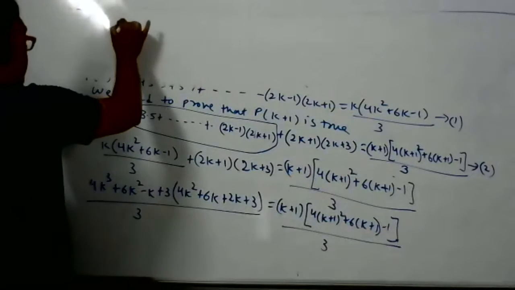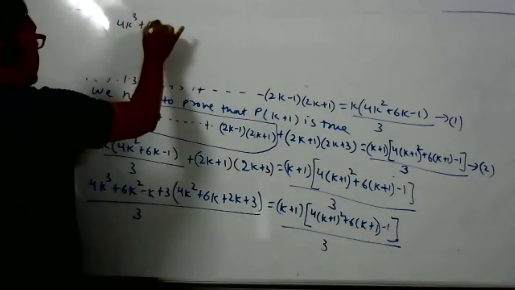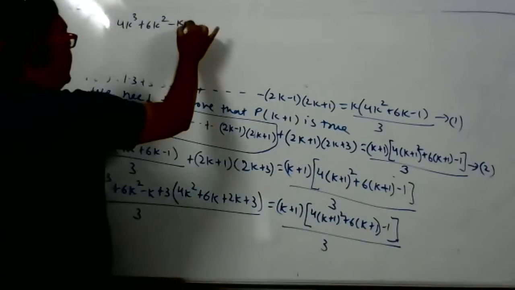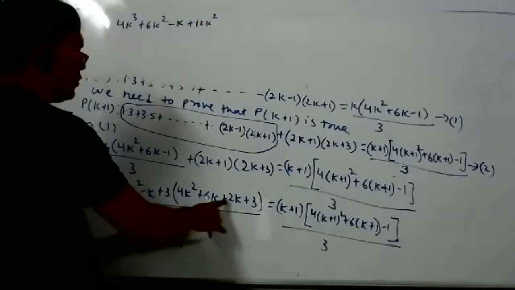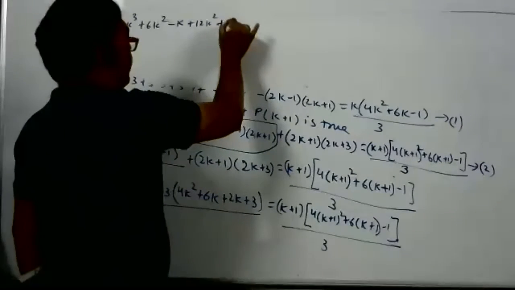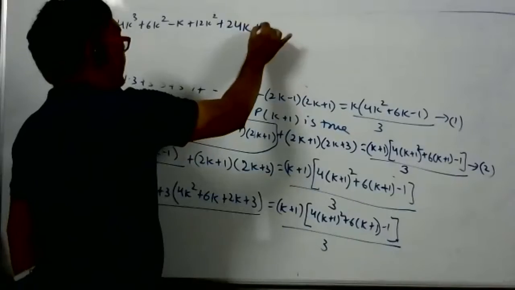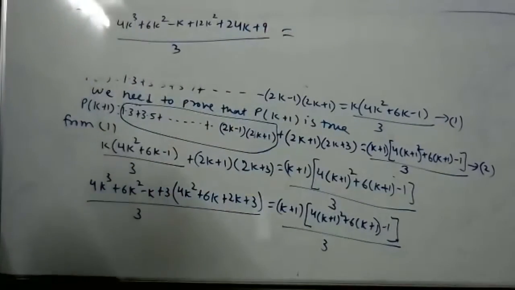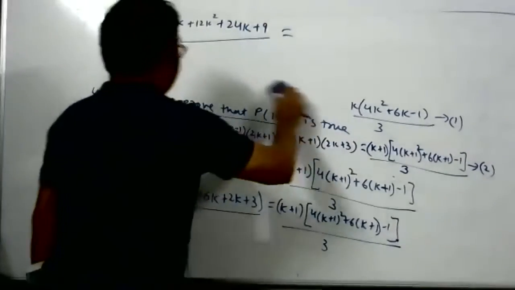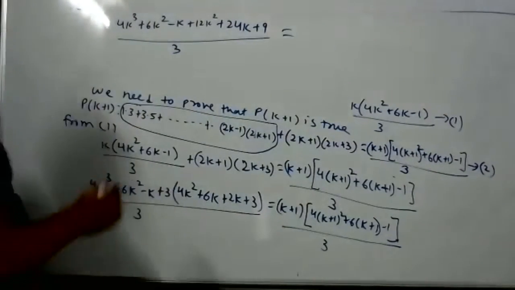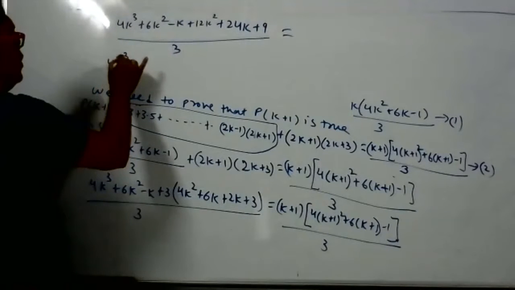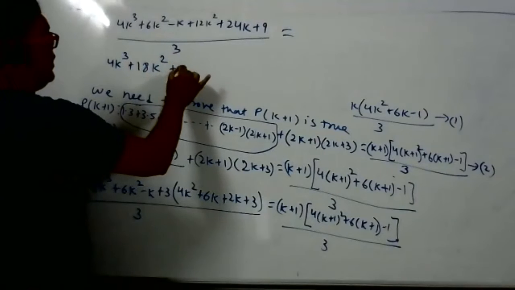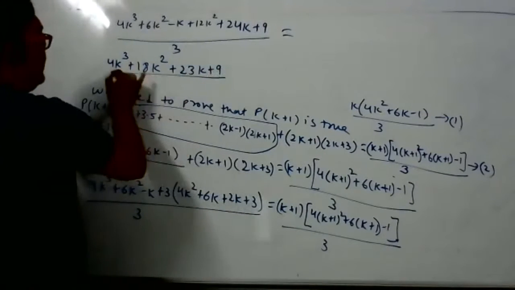So the left hand side is 4k cube plus 6k square minus k. You have to be careful in calculation. 3 into 4, 12k square, and 6 plus 2, 8, 8 into 3, 24k plus 9 by 3. The right side, no need to write, it is the same only. Now we can add like terms. Don't be silent, student. If anybody has a doubt, ask me. Like terms we can add. So we can write 4k cube plus 18k square minus 20k plus 23k plus 9 by 3.